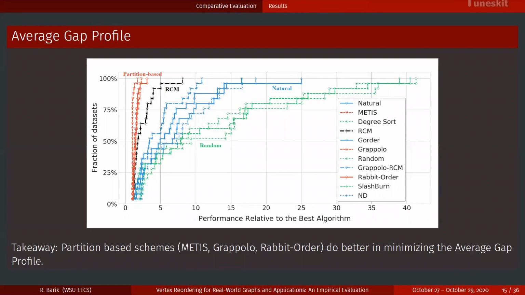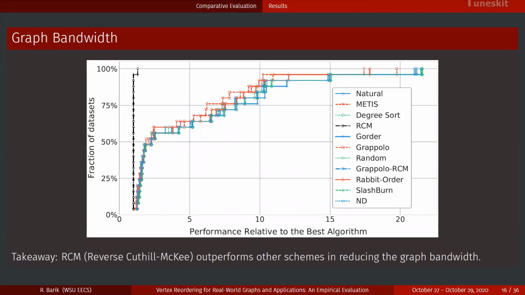From this first performance chart, the takeaway is that the partition-based schemes like Rabbit Order and METIS, which are shown in red, optimize the average gap best. The next result shows RCM, which is the reverse Cuthill-McKee algorithm. This outperforms others when the objective is to optimize for graph bandwidth. RCM is the one in black.